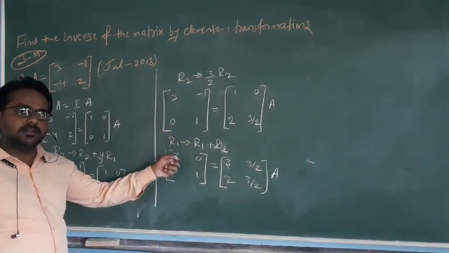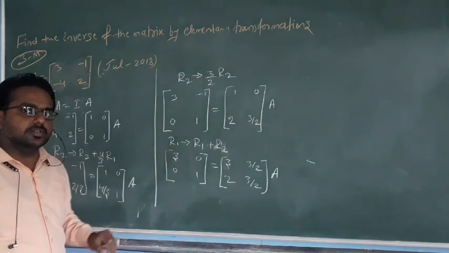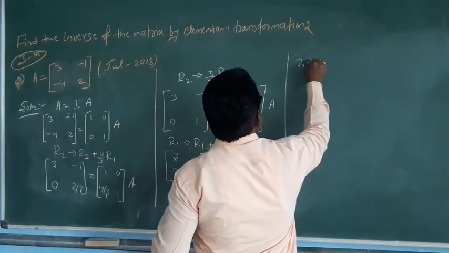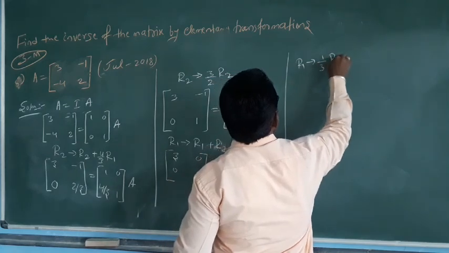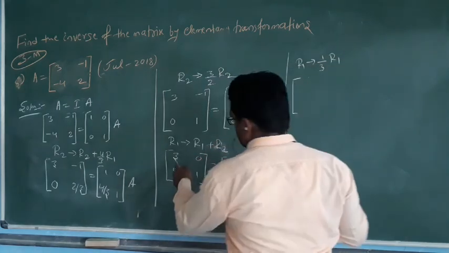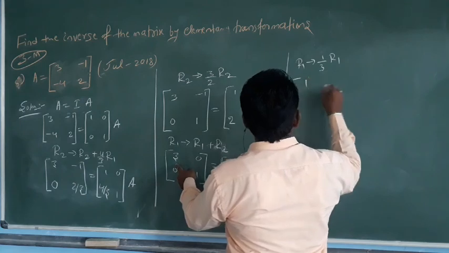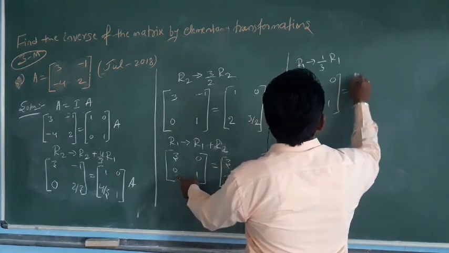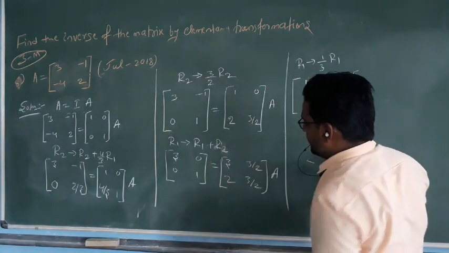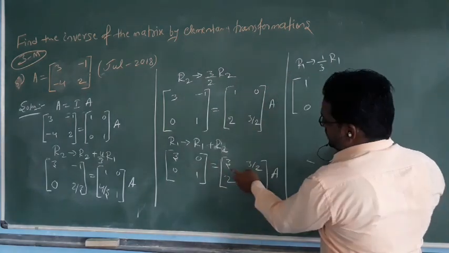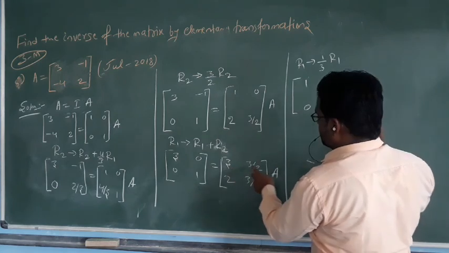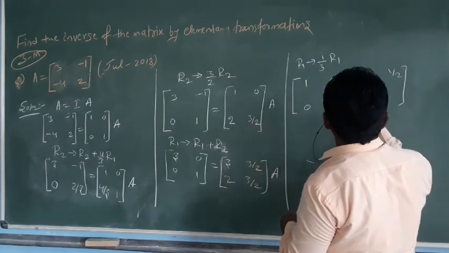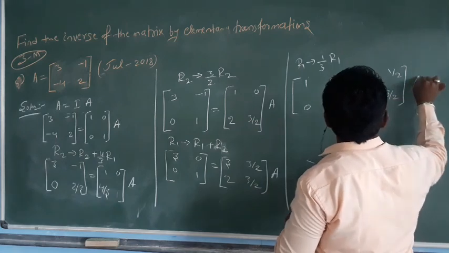So now we have to convert the first row into 1 and 0. So see here, R1 changes to 1 by 3 into R1. So 3 into 1 by 3, that is 1, 0 into 1 by 3, 0. So 0, 1. So it is converted into the identity matrix. So R1 changes: 3 into 1 by 3 is 1. 3 by 2 into 1 by 3 is 1 by 2. So the remaining 2 and 3 by 2 equal to A.